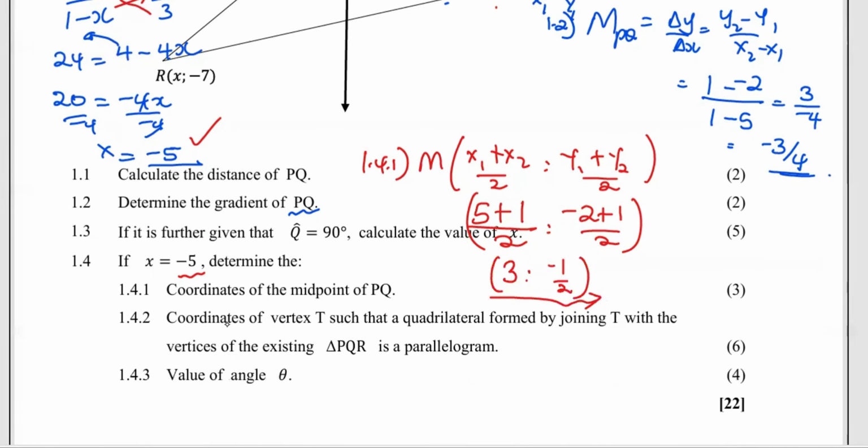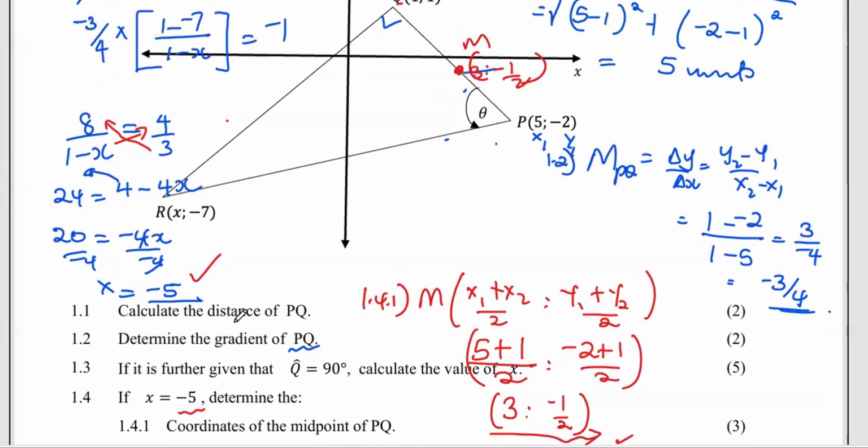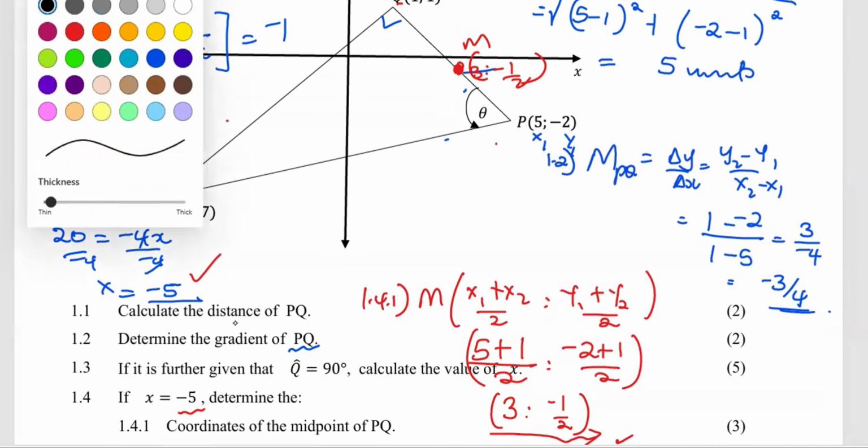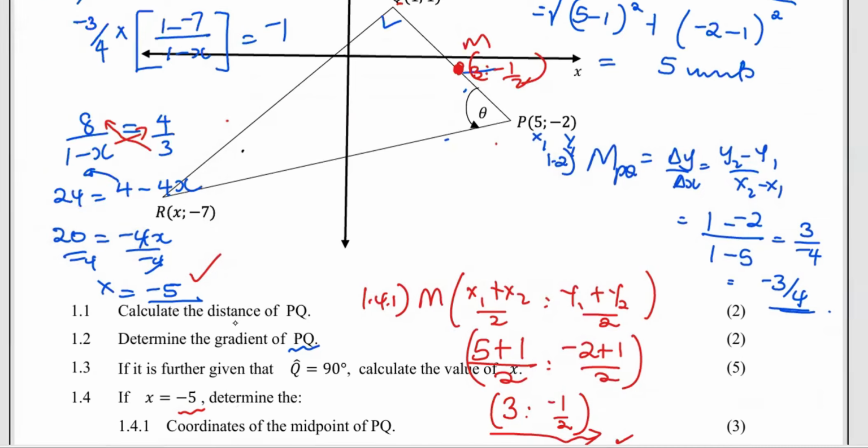They're telling us that 1.4.2, we must get the coordinates of vertex T such that a quadrilateral formed by joining T with the vertices of the existing triangle will be a parallelogram. Now, since we are being given this midpoint here, chances are high, since the question is not telling us where the T is, so I'll try to look at all the possible explanations. So chances are high we can extend this and have a T somewhere here.